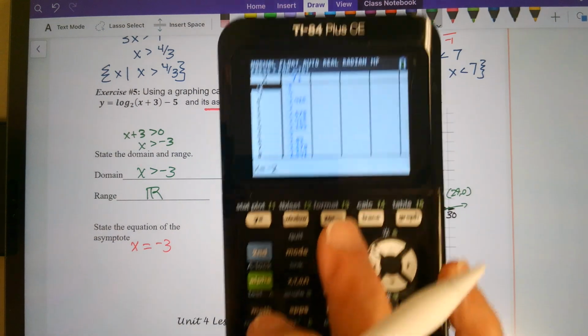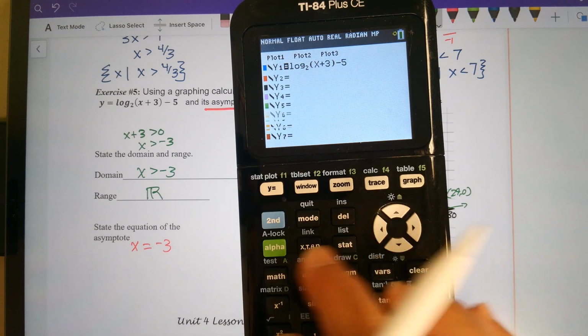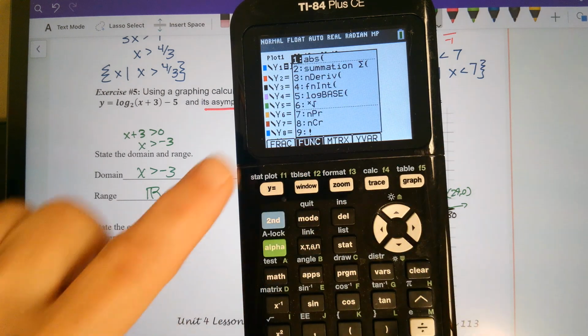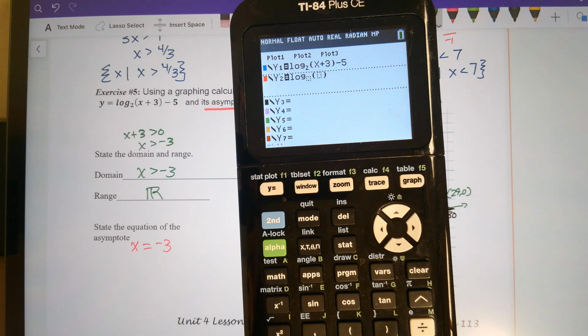So there you have, on the calculator, alpha window, number 5, log base.